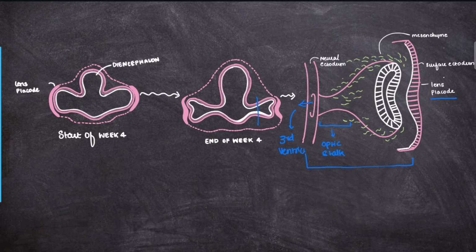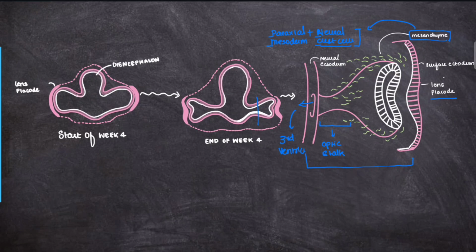At the same time, there is mesenchyme that is ensheathing the optic vesicle. Now, what is mesenchyme? Mesenchyme is nothing but a combination of paraxial mesoderm plus neural crest cells. Neural crest cells, NCC. So this is what mesenchyme is.